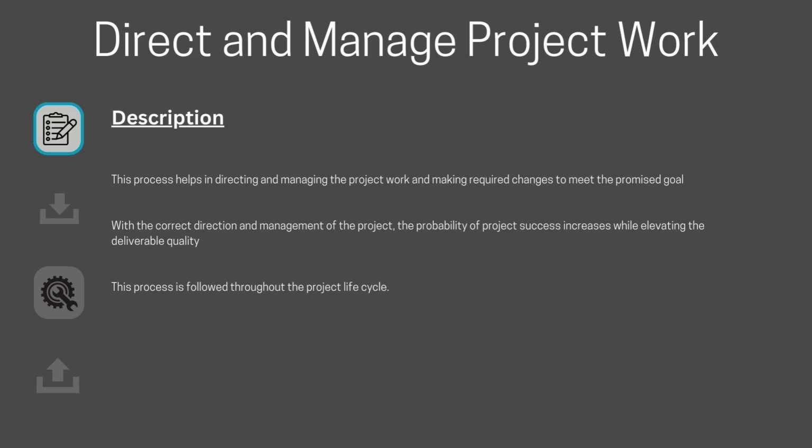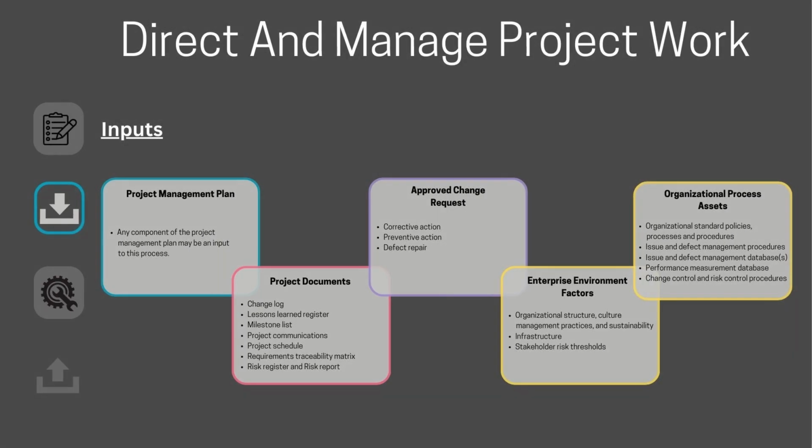This also increases the probability of success by ensuring the project stays on the right track and meets the quality standards. This process is followed throughout the project life cycle. Inputs to direct and manage project work include the project management plan, which is the output of the develop project management plan process. It also includes various project documents within the same knowledge area, such as the change log, lessons learned register, milestone list, and project communications. Additionally, the project schedule, requirements traceability matrix, risk register, and risk metrics report are also part of the inputs.